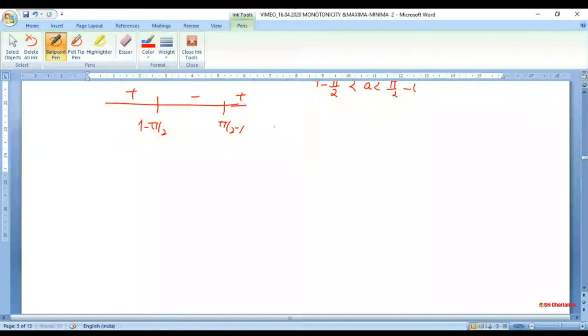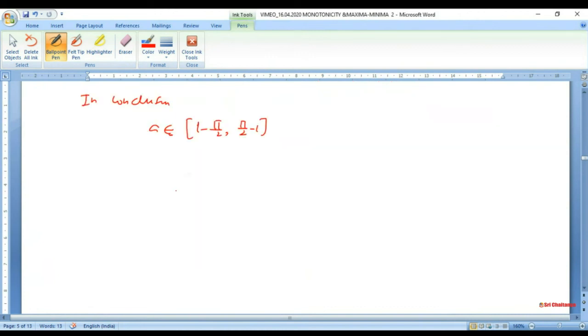And so in conclusion, I can write that a belongs to closed interval 1 minus pi by 2 to pi by 2 minus 1. So these are the set of all values of a for which this equation has got a unique root in the closed interval minus pi by 2 comma pi by 2. So that's one thing.